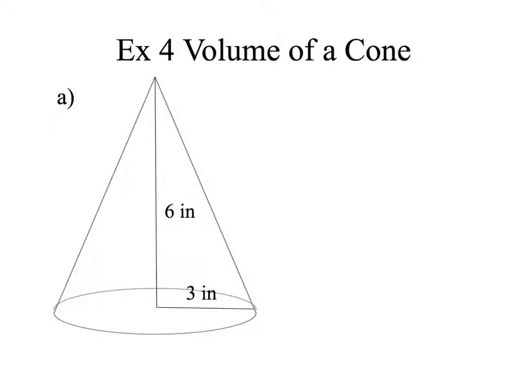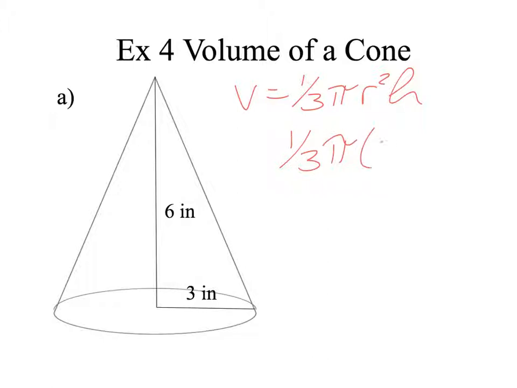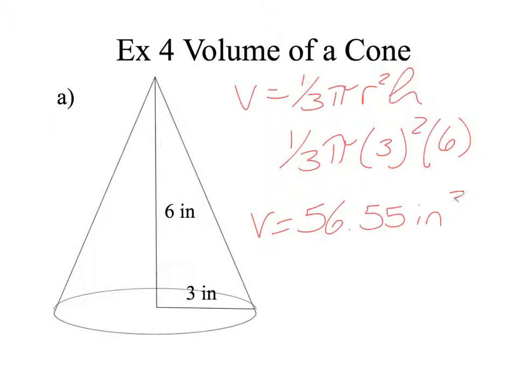So we have our height of 6, and our volume is 1/3 pi r squared h. The 1/3 and the pi are there. We have our radius of 3, so we're going to square that, and we have our height, which is 6. So 1/3 times pi times 3 squared times 6. I'm getting a volume of roughly 56.55. And again, still inches cubed because we're still looking at volume.